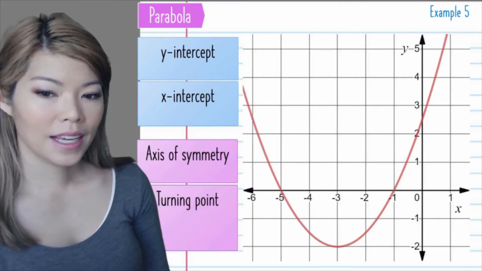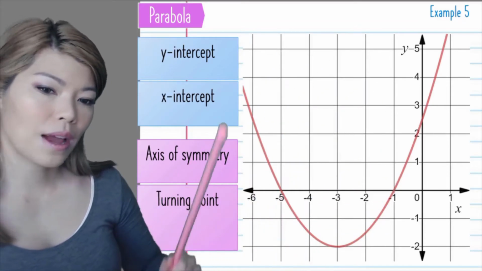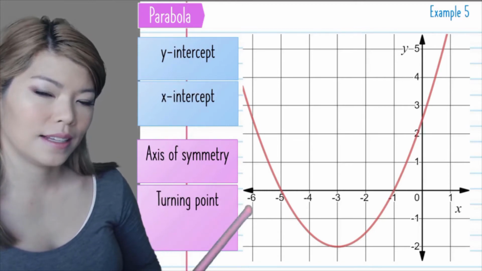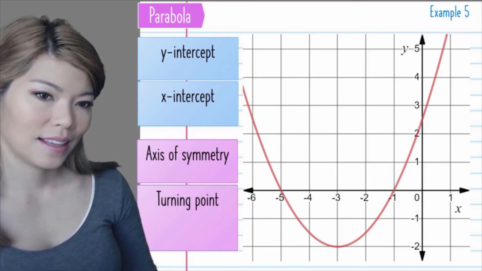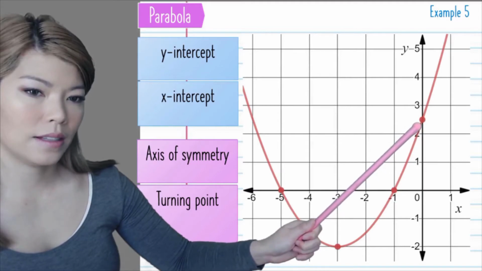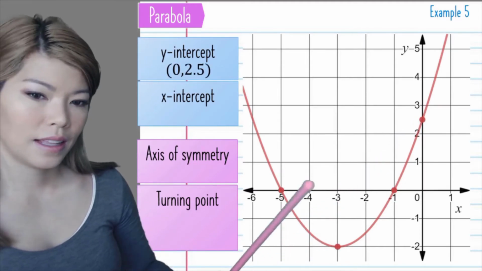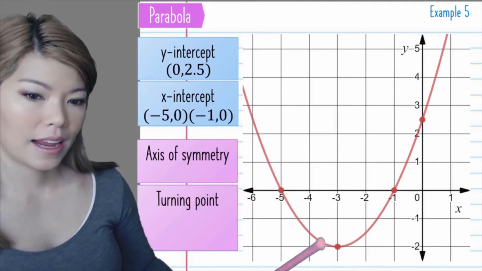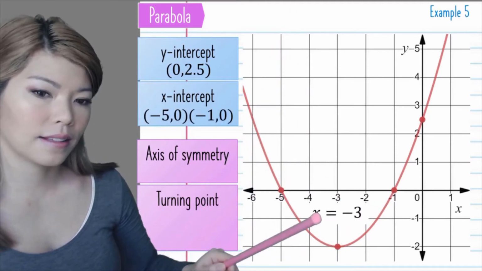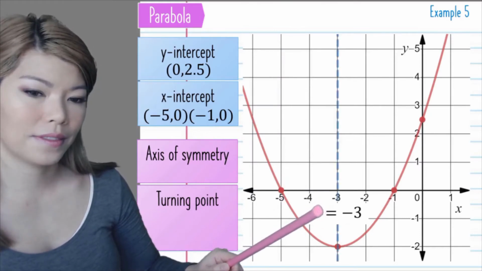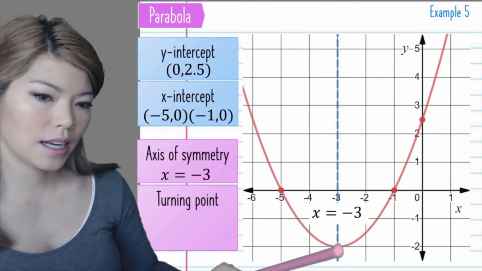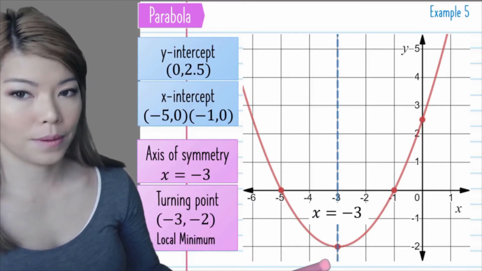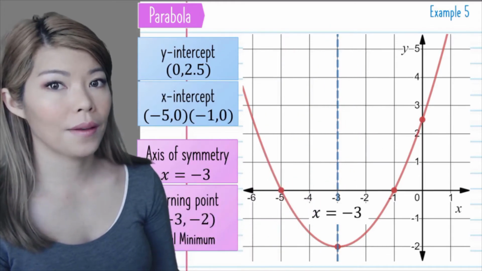Example 5. You give this a go at describing this graph. Pause the video and unpause when you finish filling in all these details. So here we have the y-intercept at 0, 2.5. The x-intercepts are negative 5, 0 and negative 1, 0, and the axis of symmetry happens at x equals negative 3, and the turning point is at negative 3, negative 2, and it's called a local minimum. And this graph is said to be positive.